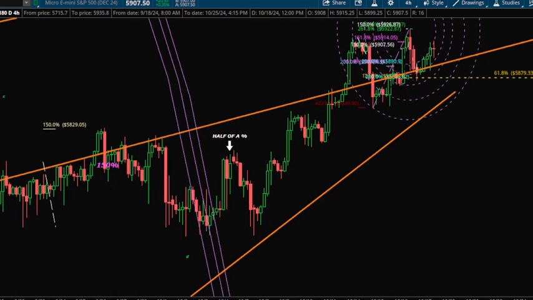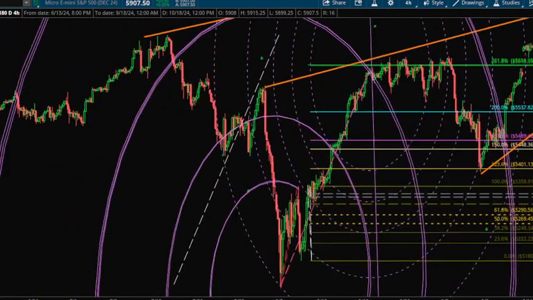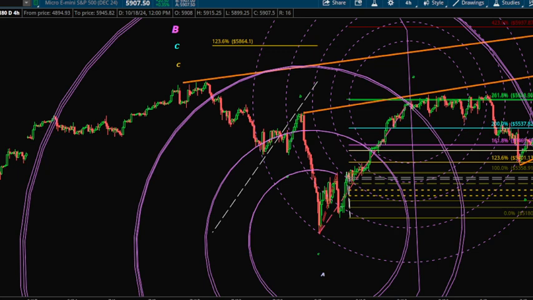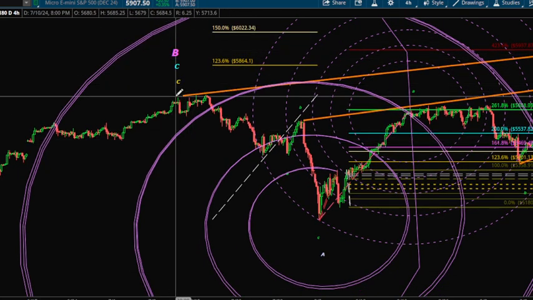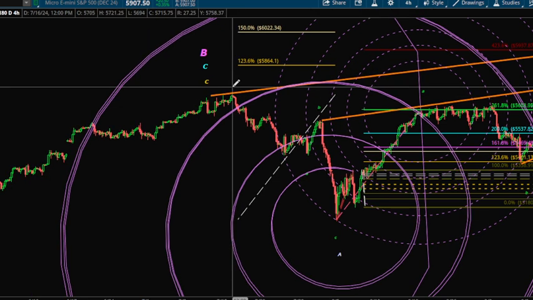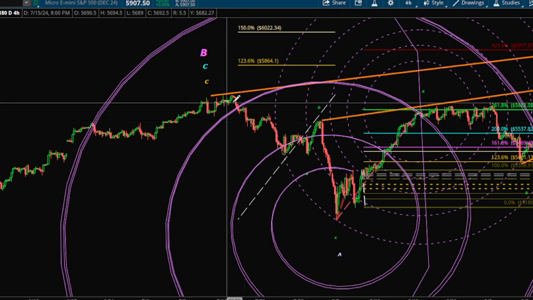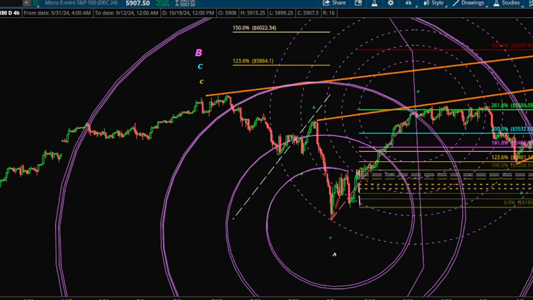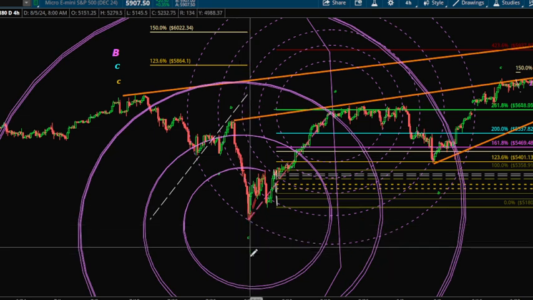And here is the end of that B wave, I believe. Right here. Maybe here, but I think it's right here. I did the counts. I think it's another expanding flat, but it doesn't really matter too much. So we're down in 3. 1, 2, 3.